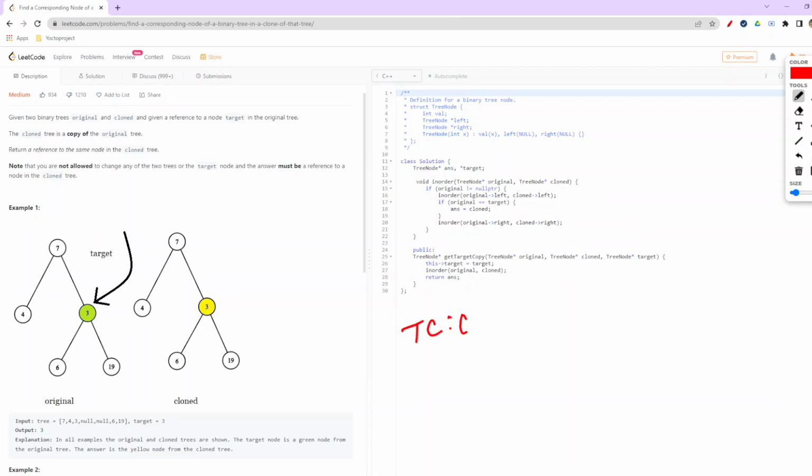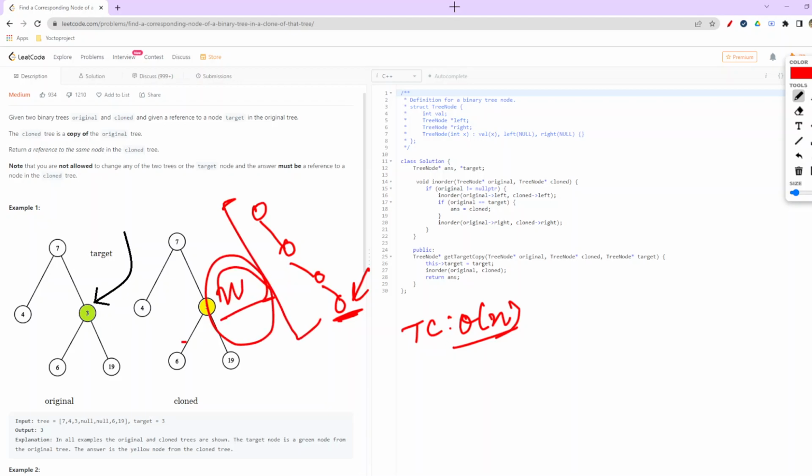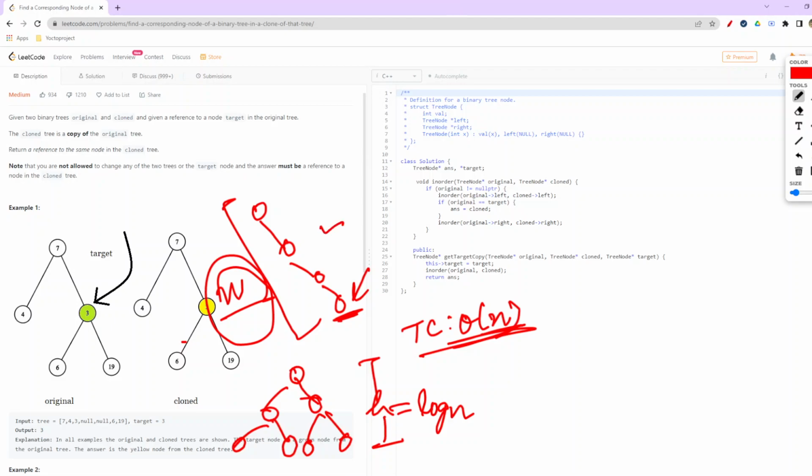The time complexity would be simply order of n only, because we are simply traversing this tree, which could even be a skew tree. When it is a skew tree and our target is basically here, then we would be required to traverse all the n nodes. So the time complexity at max could be order of n, but it could also be log n. Basically the time complexity depends on the height of our tree, right? In this case our height would be log n, but in this case our height would be n. So at worst case our time complexity would be order of n, and at average case it would be order of log n.